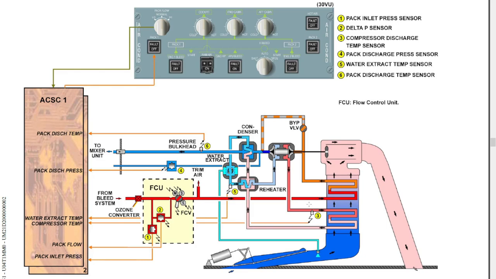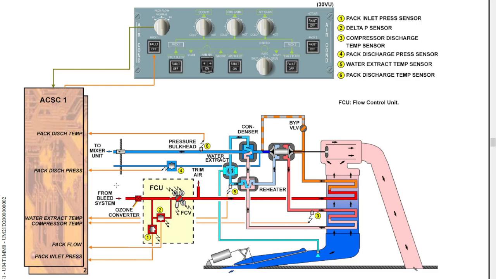Okay, to the lesson. Before understanding the functions of the components and sensors in the system, I just want to make sure that you understand the airflow path through each and every component in the pack. First of all, we'll go through the diagram and identify the components in the system. If you can see the cursor and follow along, you will be able to track the flow.